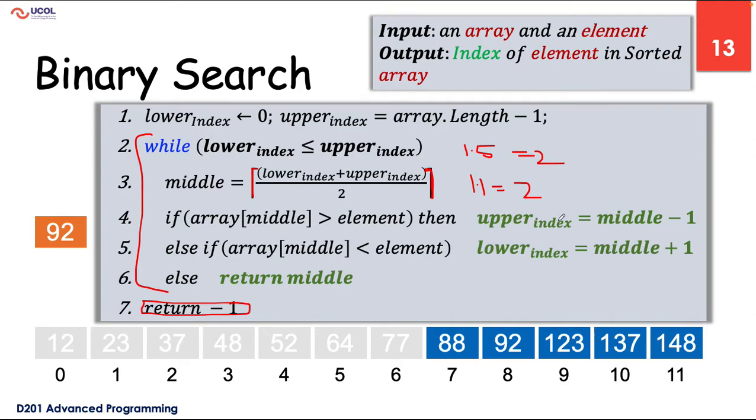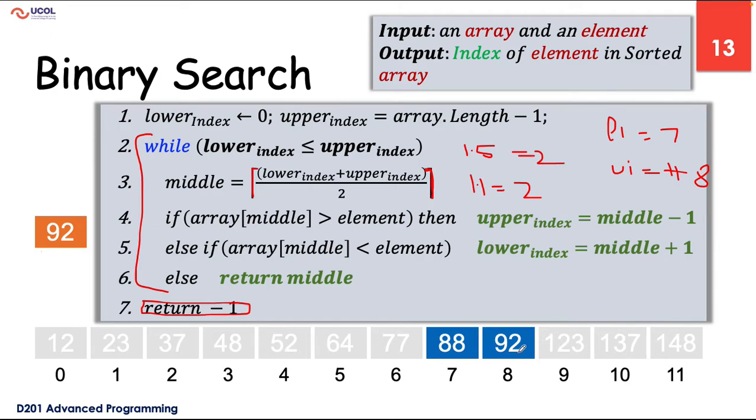Okay, so I will just write out here: lower index Li is equal to 7 now, and the upper index is 11. And then again we try to find the middle value. So here we come again. 7 plus 11 is 18. 18 divided by 2 becomes 9. So 9 is fine. And then here we say that the middle element is actually greater than the element. So now the upper index is going to move. So the upper index will become middle minus 1. The middle value is 9, so middle minus 1 will become 8.